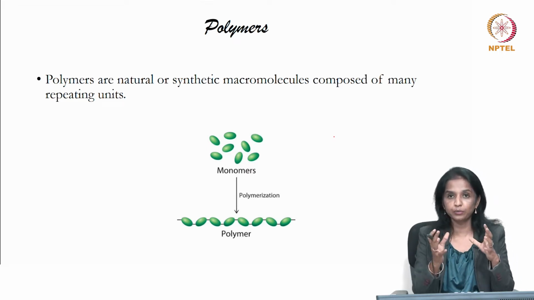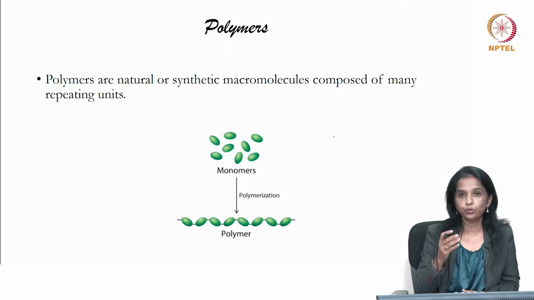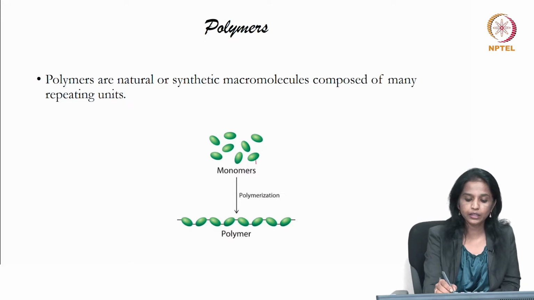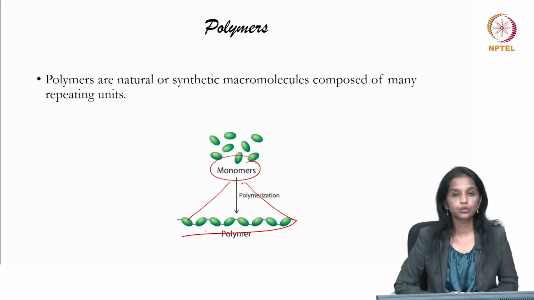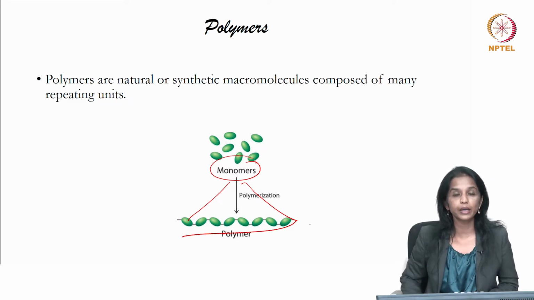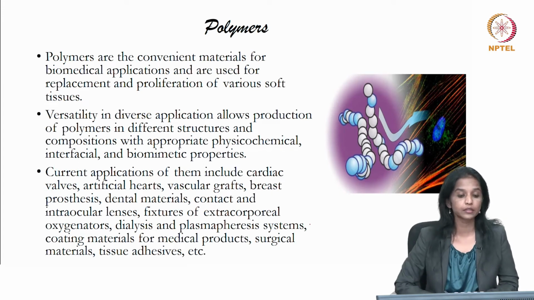So, the first and foremost biomaterial is polymers, and these polymers are actually natural or synthetic macromolecules, which means that there is a bigger, larger molecule made of smaller monomers. So, we have a monomer that repeats to form a polymer. So, these are small monomers making into a larger polymer. So, finally, you have a macromolecule that is formed.